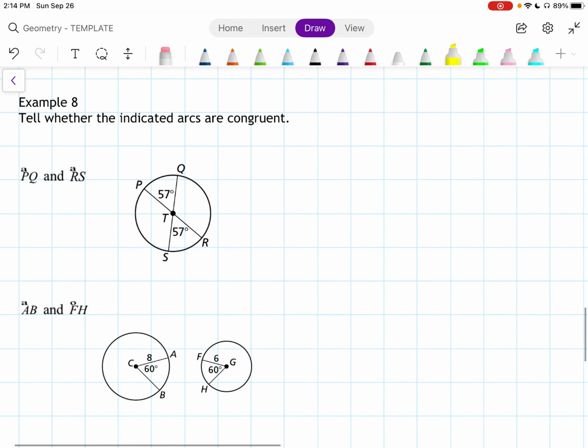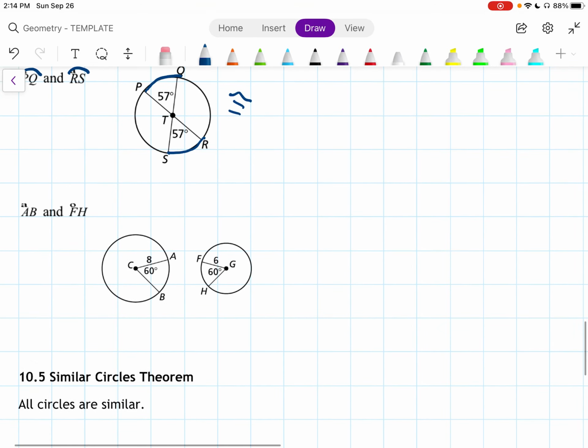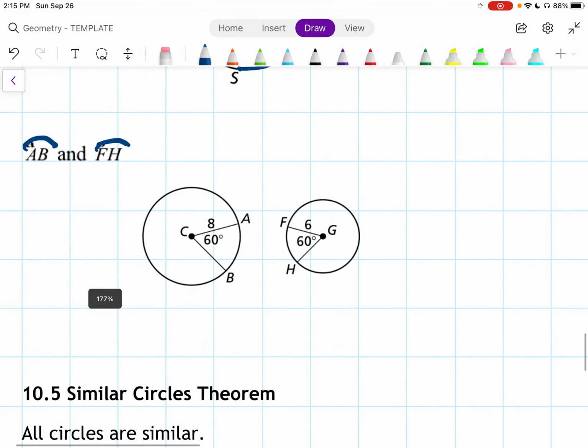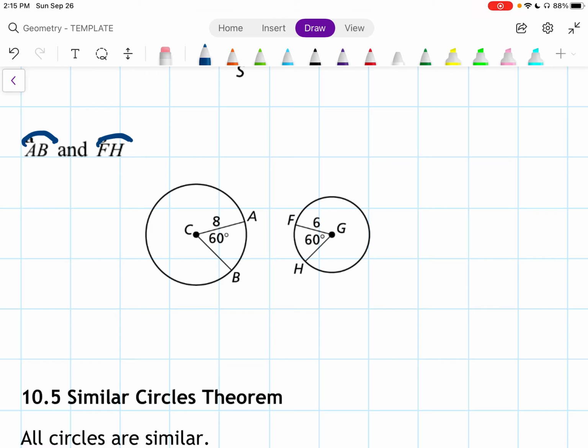Here, tell whether the indicated arcs are congruent. Well, this one here, I need to put little arc symbols in there. Arc PQ is this one here, and arc RS is that one there. They both have a measure of 57 degrees, and they're coming from the same circle, so they are congruent. Next up, arc AB and arc FH. Well, AB has a 60-degree angle and a radius of 8. Arc FH is a 60-degree angle and a radius of 6. These are not congruent. Not congruent because the circles are not congruent, right? They are different.